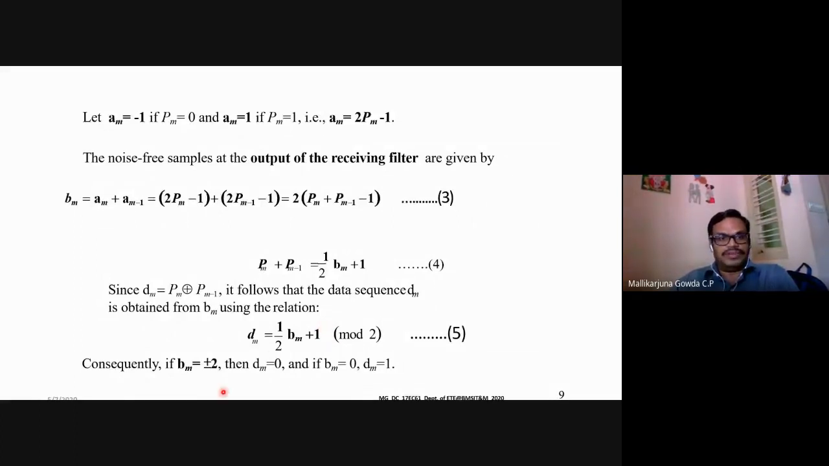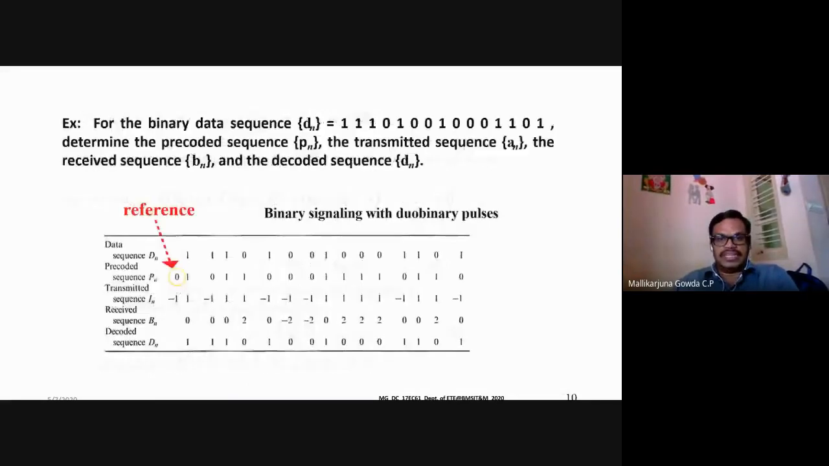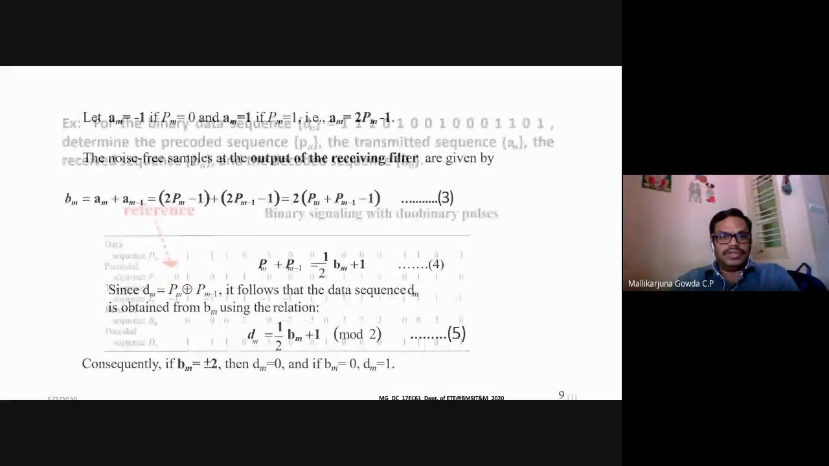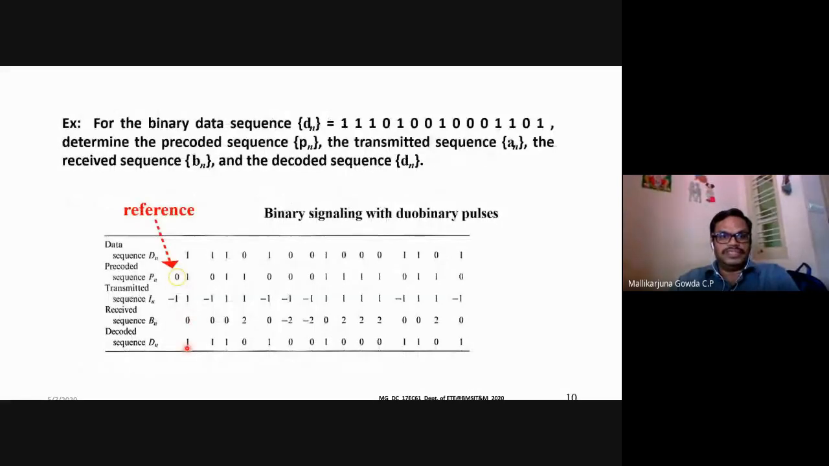So if bm is plus or minus 2, I will be taking the decoded sequence as 0. And if bm is 0, I will be taking the decoded sequence as 1. Already I told this, right? Accordingly, you can write. 0 will be 1, plus or minus 2 will be 0. So 0, I will be decoding as 1. Plus or minus 2, I will be decoding as 0, dm, right?